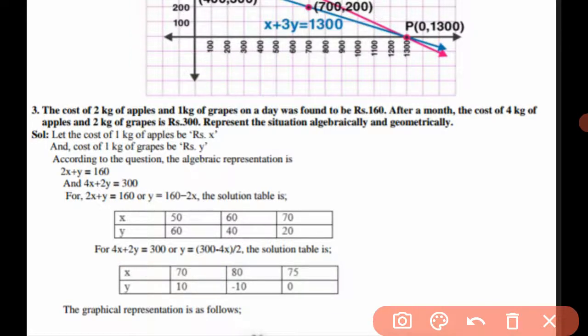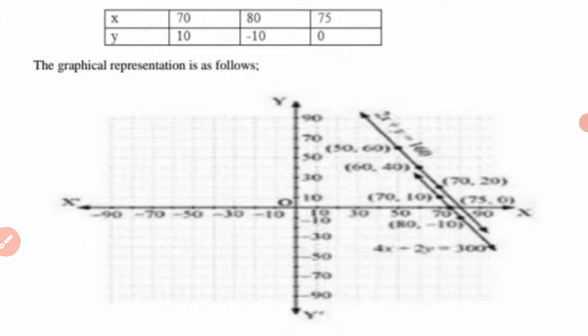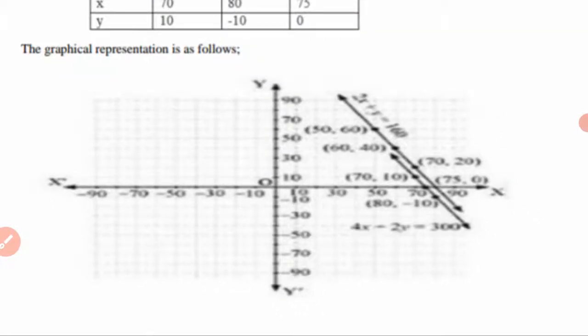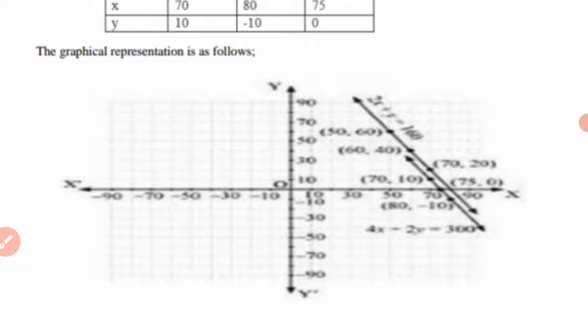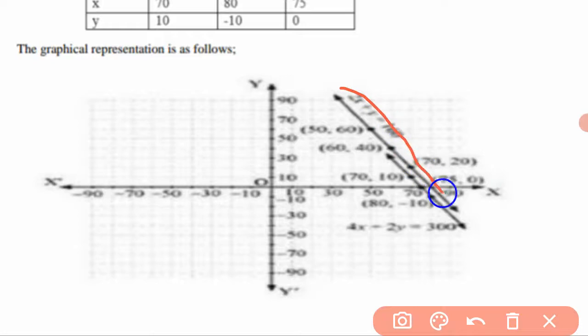Now from this we can make the graphical representation. So the graphical representation of this will be here. According to the graphical representation we can make these two lines, and these two lines will be formed like this. This is the graphical representation of this question.